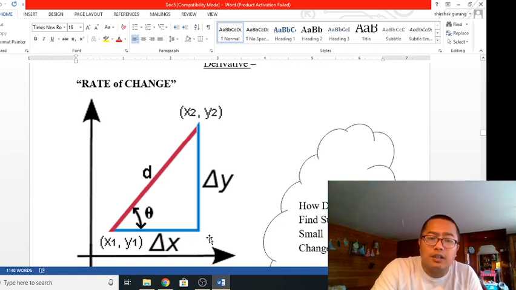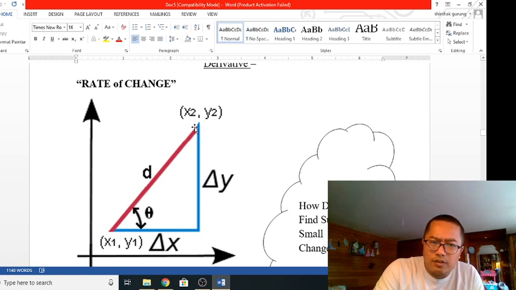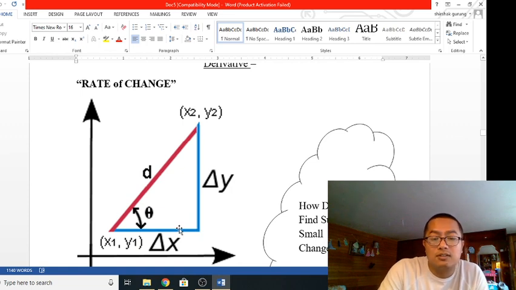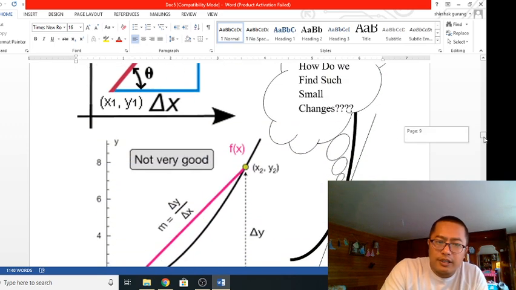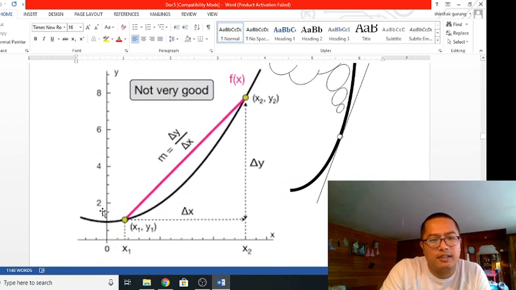To find the steepness, we take two points, x1, y1 and x2, y2, and find the difference of y, y1 minus y2. This is del y, which gives you this height. And the difference between x1 and x2 gives you this distance in the x direction. So what is the distance in y direction? What is the distance in x direction? If you divide, del y by del x, that is called rise over run, then you get the rate of change. That is perfectly fine. But what happens if your hill becomes something like this?